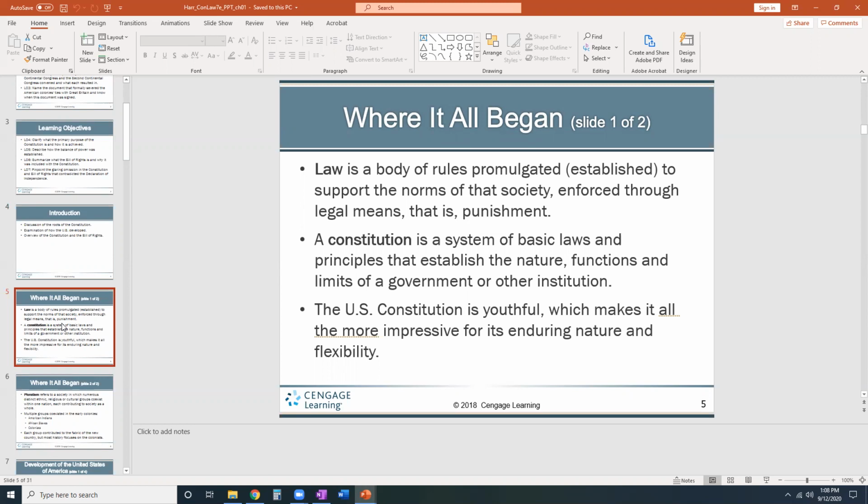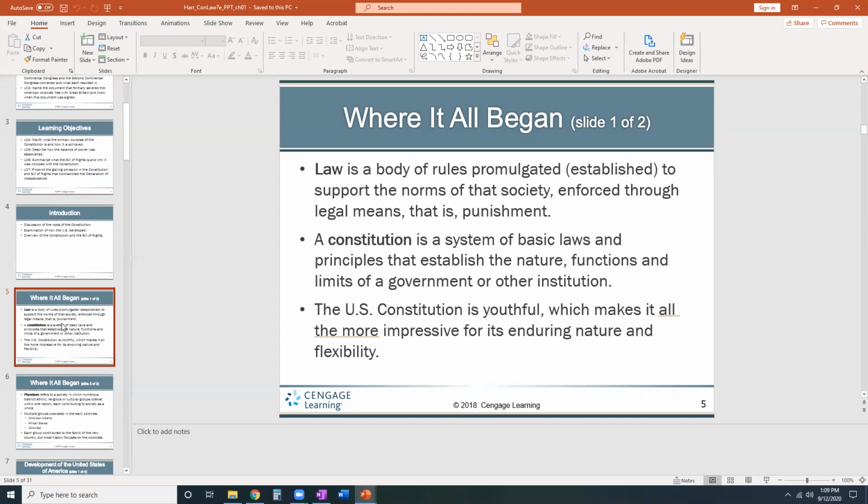Now, you are in a constitutional law class, so the next question you should be asking yourselves is, what's a constitution? The book defines a constitution as a system of basic laws and principles that establish the nature, functions, and limits of a government or other institution. What this means is a constitution is a document that describes the powers and limits of government. It creates the government, and it describes what powers that government has and what limits that government also has.